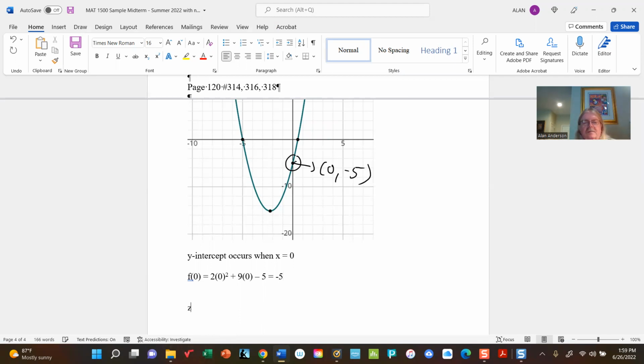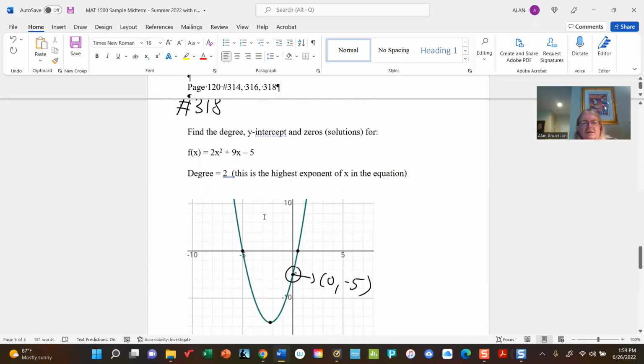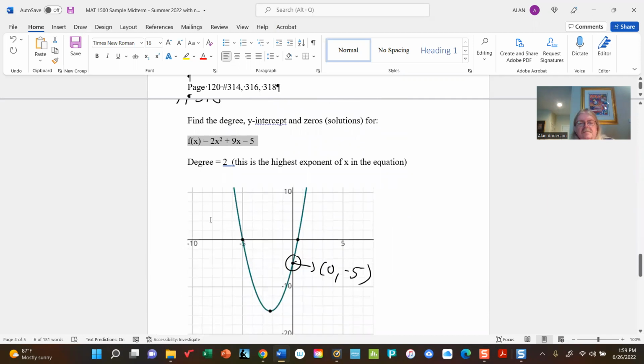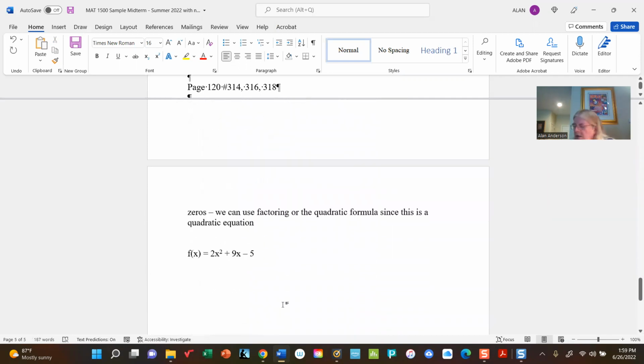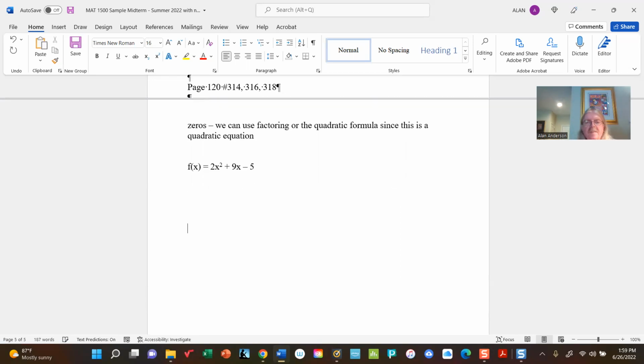Now the zeros. For this one, we can use factoring or the quadratic formula, since this is a quadratic equation. So it doesn't look like factoring is going to help. All right, so what the heck? Let's just use the quadratic formula. That doesn't mean we couldn't factor. I'm just saying that it might be easier to simply use the quadratic formula.